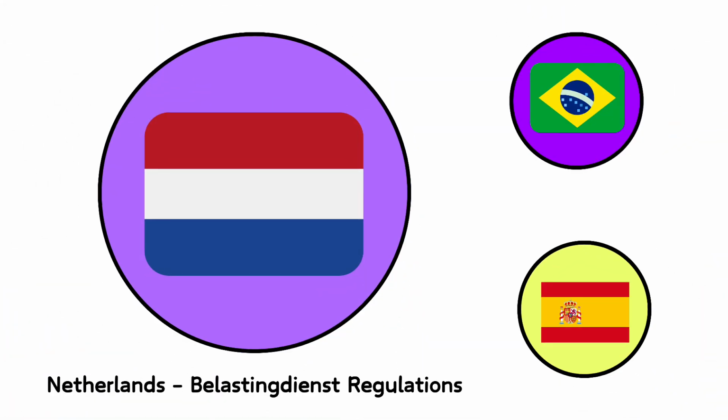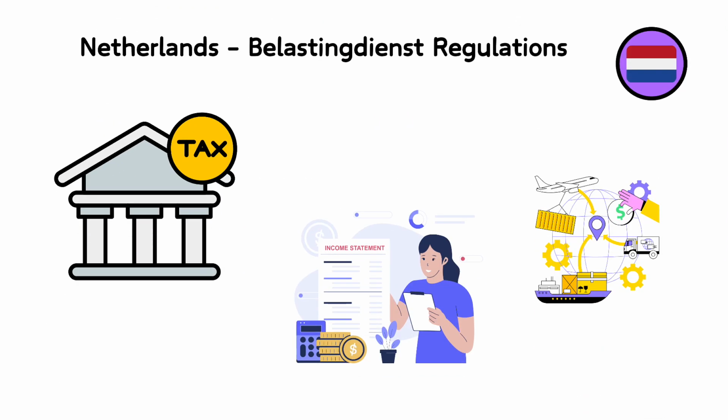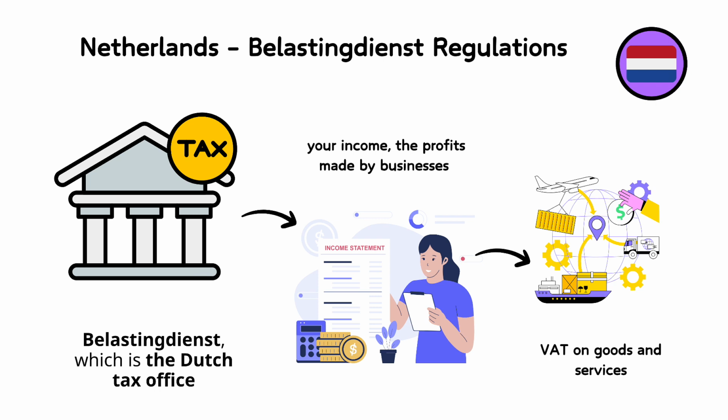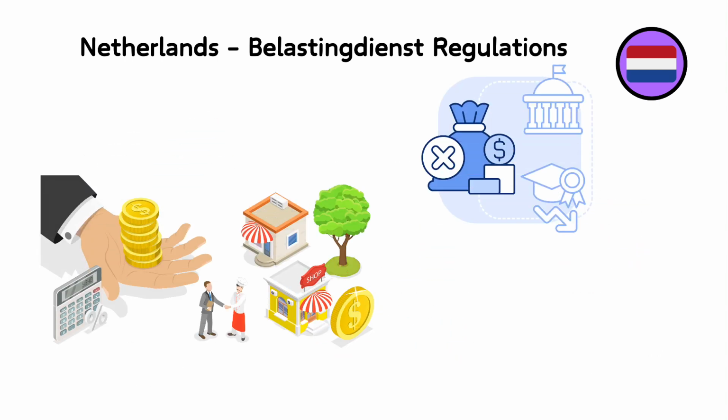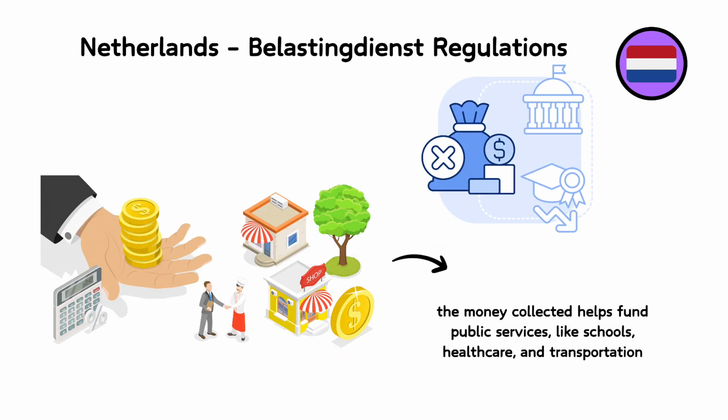Netherlands, Belastingdienst regulations. The Netherlands has a set of rules managed by the Belastingdienst, which is the Dutch tax office. These rules cover how much tax you need to pay on things like your income, the profits made by businesses, and VAT on goods and services. The system is set up to make sure that the money collected helps fund public services like schools, healthcare, and transportation, which benefit everyone in the country.